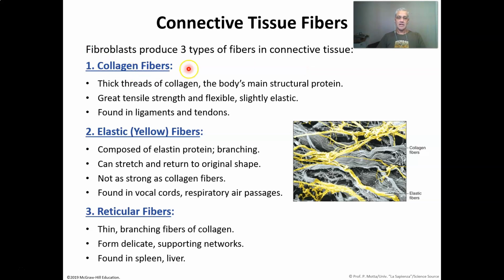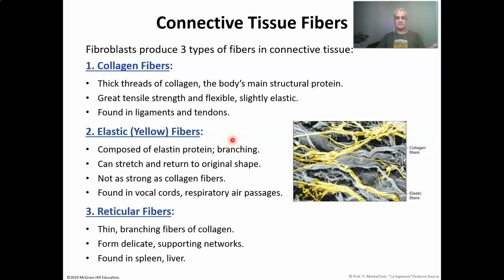So a lot of collagen. Collagen is a very powerful, very strong protein. It has great tensile strength and flexibility. It's a little bit elastic. It can give a little bit. Tendons are made of a lot of collagen. Ligaments are made of a ton of collagen. So ligaments and tendons have a tiny little bit of elasticity. They can give a little, kind of like a really, really tight rubber band, but not much.